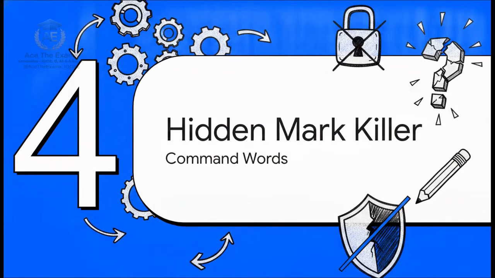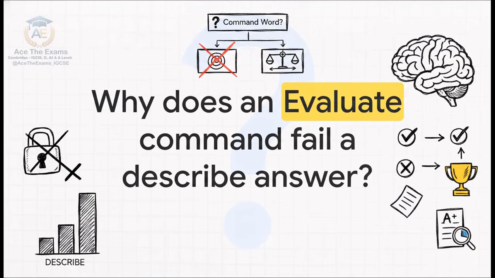Section 4. The hidden mark killer. Command words. Okay, so you've got the top band framework down, and your technical methodology for symmetric encryption is rock solid. You know how to define it, you know the exact causal relationships. But I've got to warn you, there is still a massive, unresolved problem that is secretly threatening your entire exam strategy. You know the exact encryption method now. But do you know why an evaluate command word will instantly fail a perfect describe style answer?